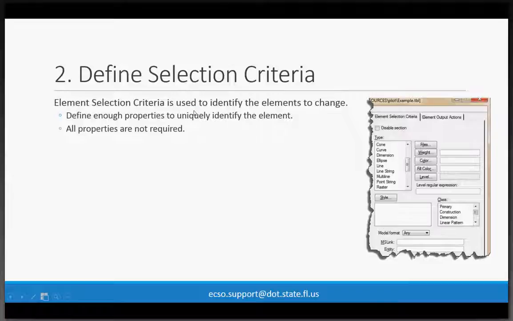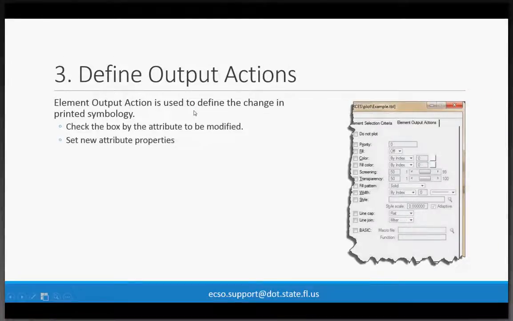And then finally you have the define output actions. Basically once you have your selection criteria defined, so it'll go in and grab the MicroStation elements you want, you would define the action you want to apply to those elements. So then you could go in and turn the fill on or off, set the priority to bring it forward or back, set your screening or transparencies, change colors. This is where you could do some shading, things like that.